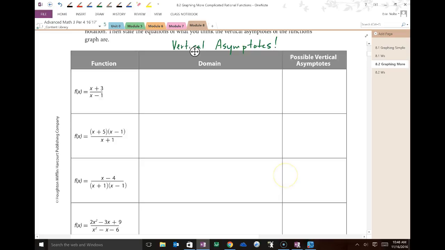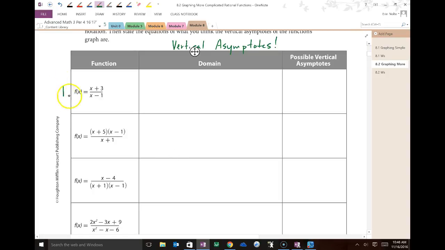Okay, so vertical asymptotes come from, once again, the law that the math god wrote first. Thou shall not divide by zero. Okay, and that basically tells you exactly where you find potential vertical asymptotes.